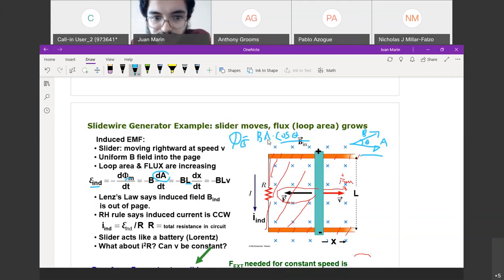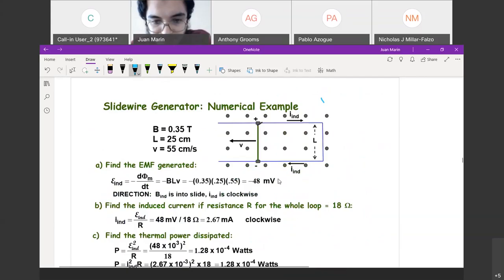So what we have changing over here is the area. That's why we take the derivative with respect to time of the area. Magnetic field is constant, uniform and into the page. dA/dt is dependent on the dimension L over here, and the width. But what happens to the width is that it is changing with respect to time.